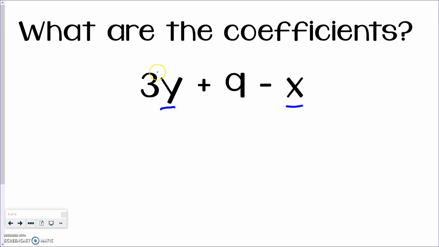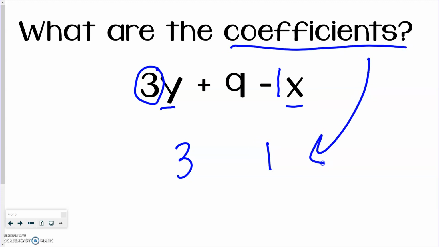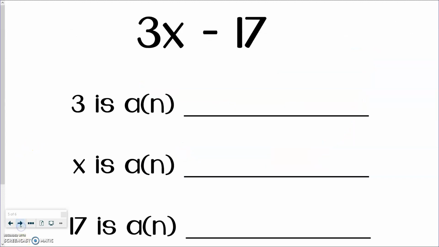So because there's 3 y's, 3 would be a coefficient. But I don't see a number in front of x. Well, in order for x to exist, there has to be at least one of it. So really, you could think of this as 1x. So the coefficients would be 3 for y and 1 for x. So those are our two coefficients. That's what we would say is 3 and 1. 3y, 1x. 9 is not a coefficient because there's no variable, so that's a constant. Okay? Let's look at one more example here.